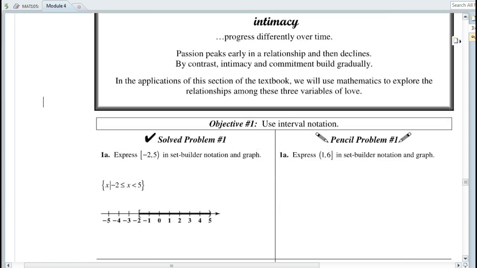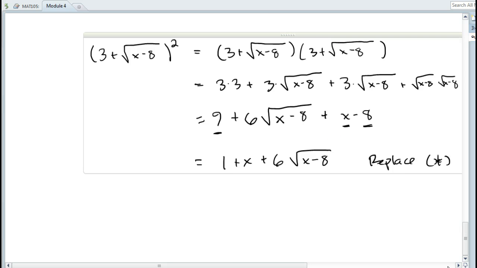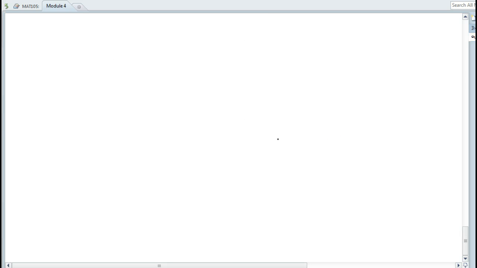So let me give you a crash course on interval notation. It's actually not that bad. Once we get this, everything will be kind of straightforward. So interval notation is basically a way to compactly describe values on the number line.